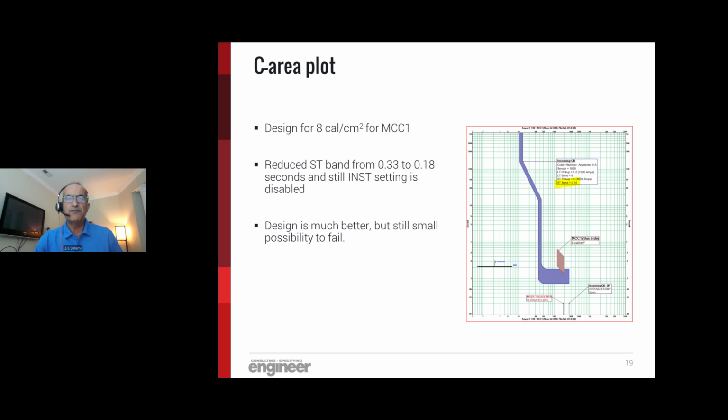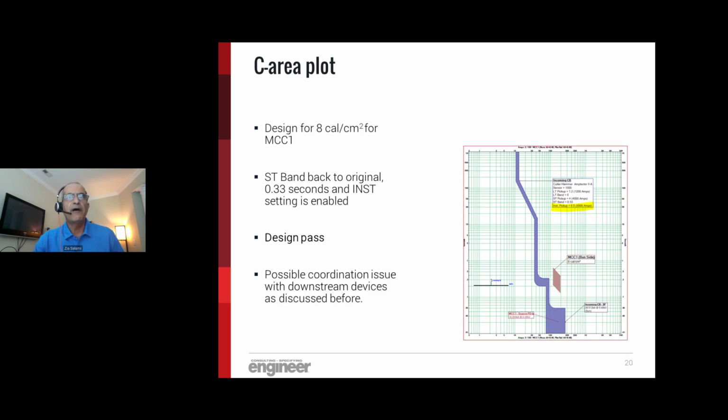But for just the training and presentation purposes, let's move on to make it more based on what we designed to plan to do that. As you see here, our design is passing mainly because now we enable the instantaneous portion of the circuit breaker, and now our protection, complete protection and settings are below the C area, or constant energy.